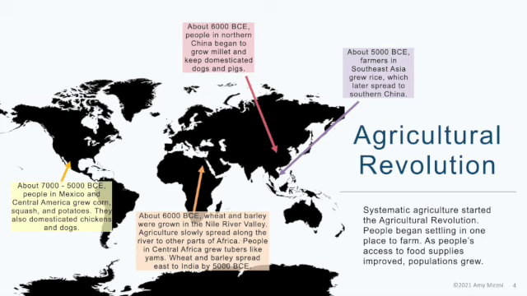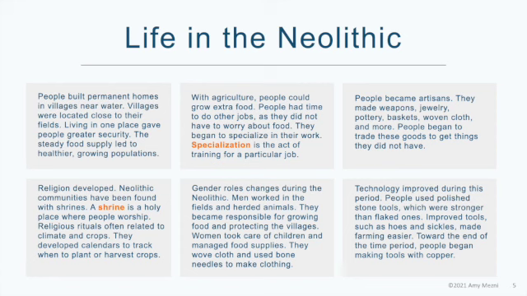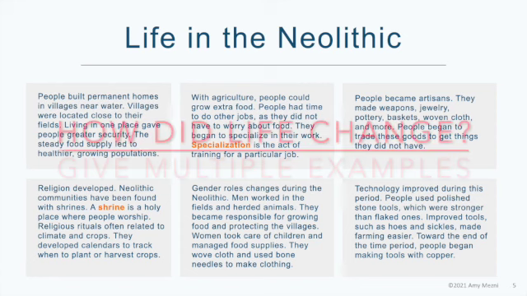So what we have to know about the agricultural revolution is that this is the systematic agriculture that starts the agricultural revolution. People began settling in one place so that they could farm. As people's access to food supplies improved, populations grew. So again, people are attracted to that. They don't have to move around. So life in the Neolithic period.